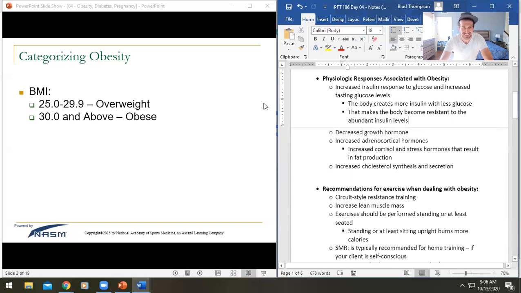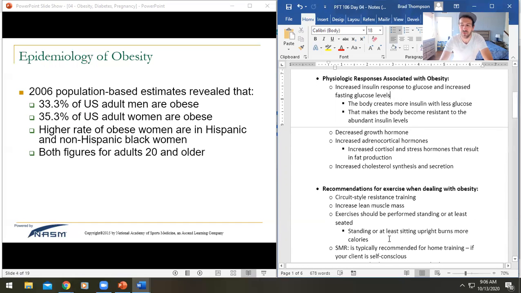I'm just like, ugh. So, all right, let's talk a little bit more about obesity. We do know that there are estimates related to obesity. We see 33% of U.S. adult men are obese, 35% of U.S. adult women are obese. We are seeing that being very, very common. We also see a higher obesity rate in Black and Hispanic communities as well. Both of those figures are for people 20 years or older.